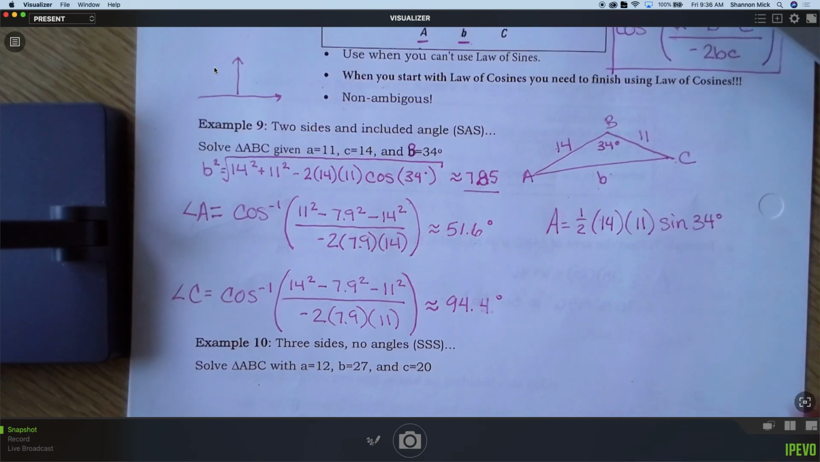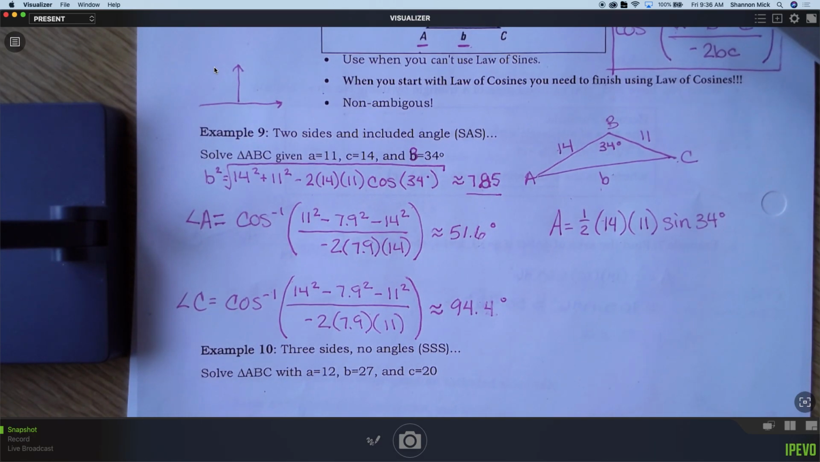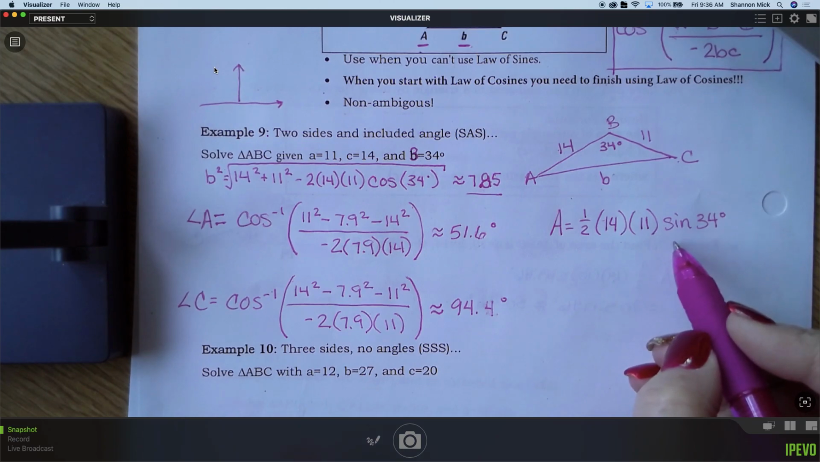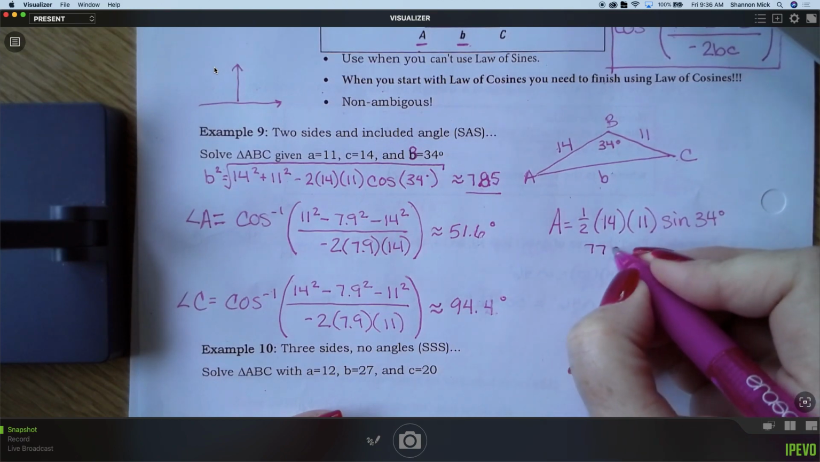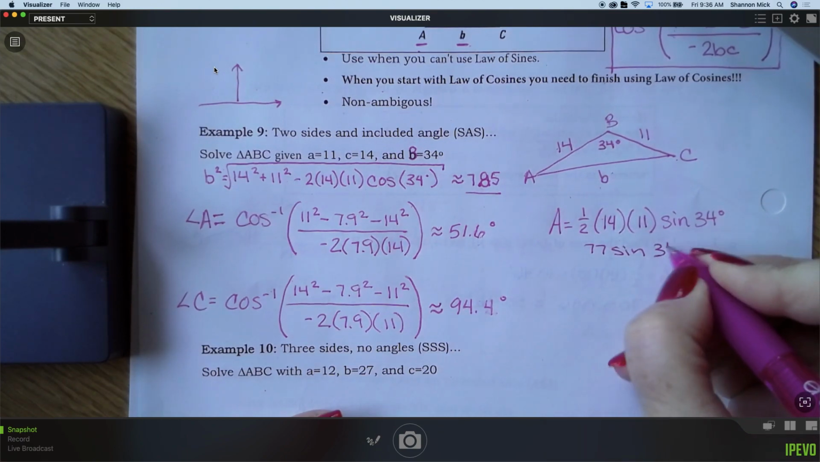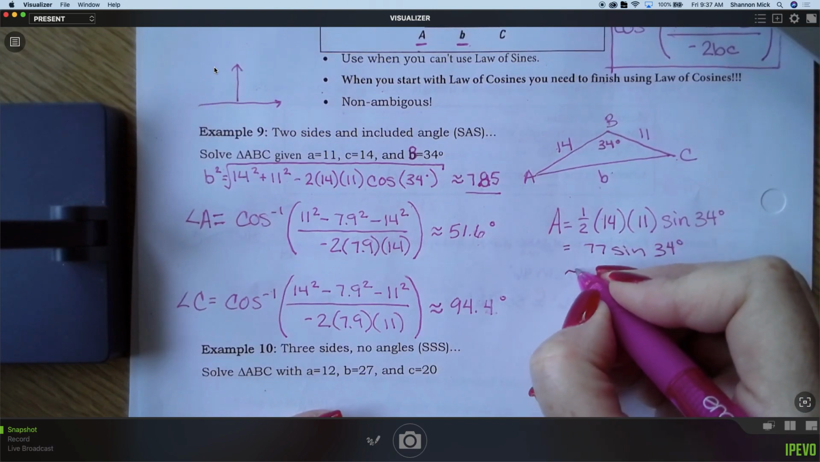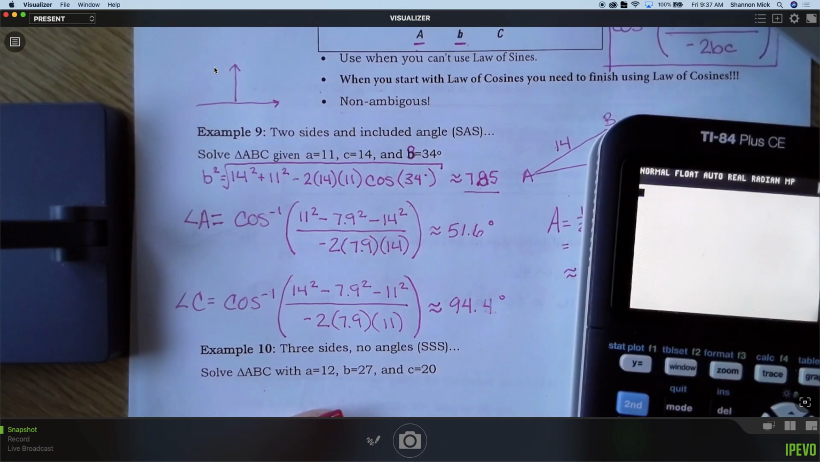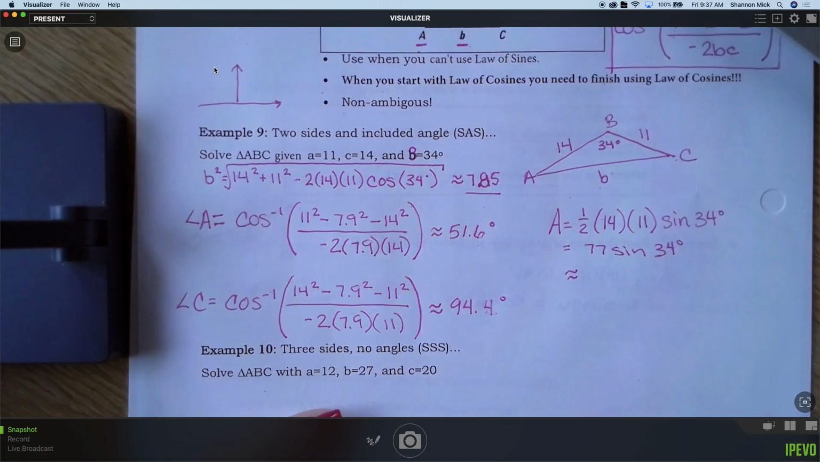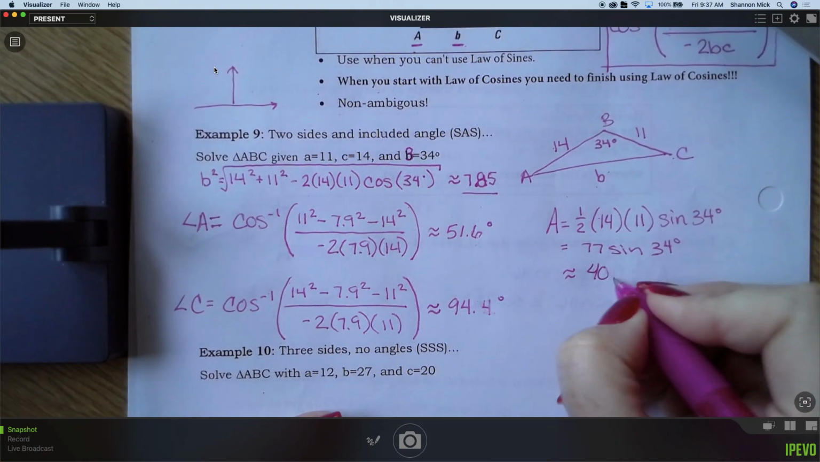I didn't use anything I found. Now, if I have to, I do. But at most, you should only use how many things that you found? One. I thought we couldn't go back to sine. No, this isn't law of sines. This is area. Okay, so half of 14 is 7, so it'd be 77 sine of 34, right? Okay, so 77 sine of 34. So approximately 40.7 units squared.